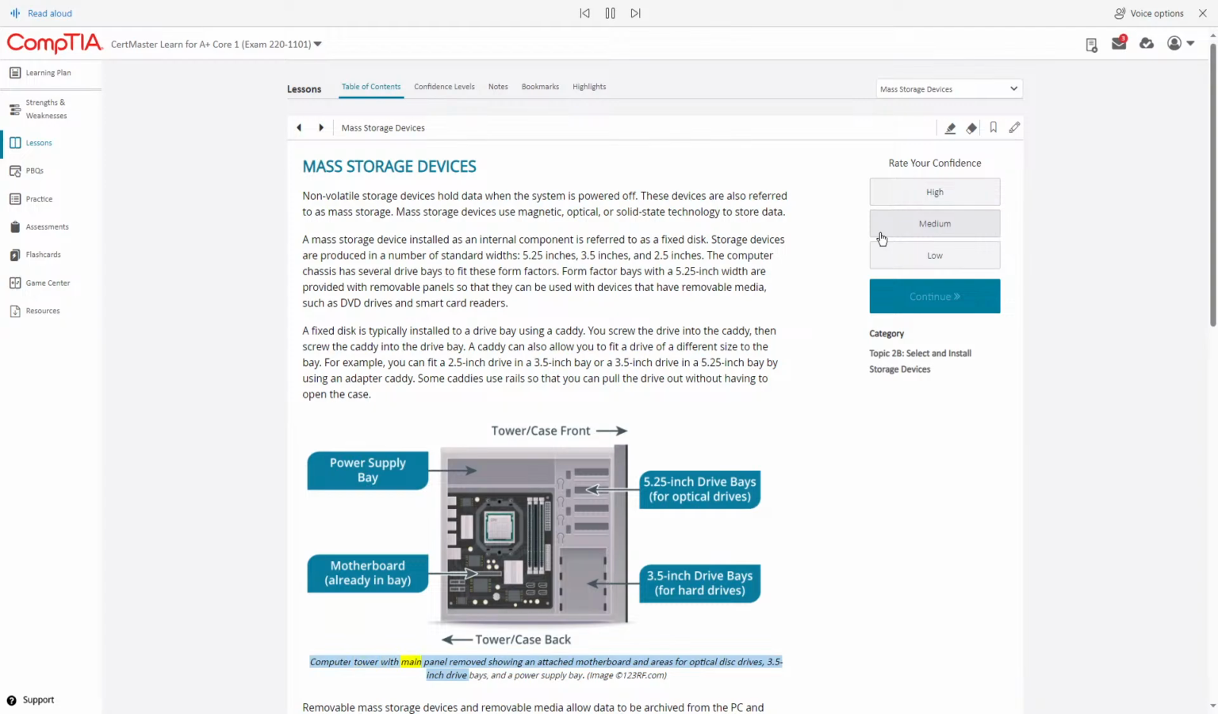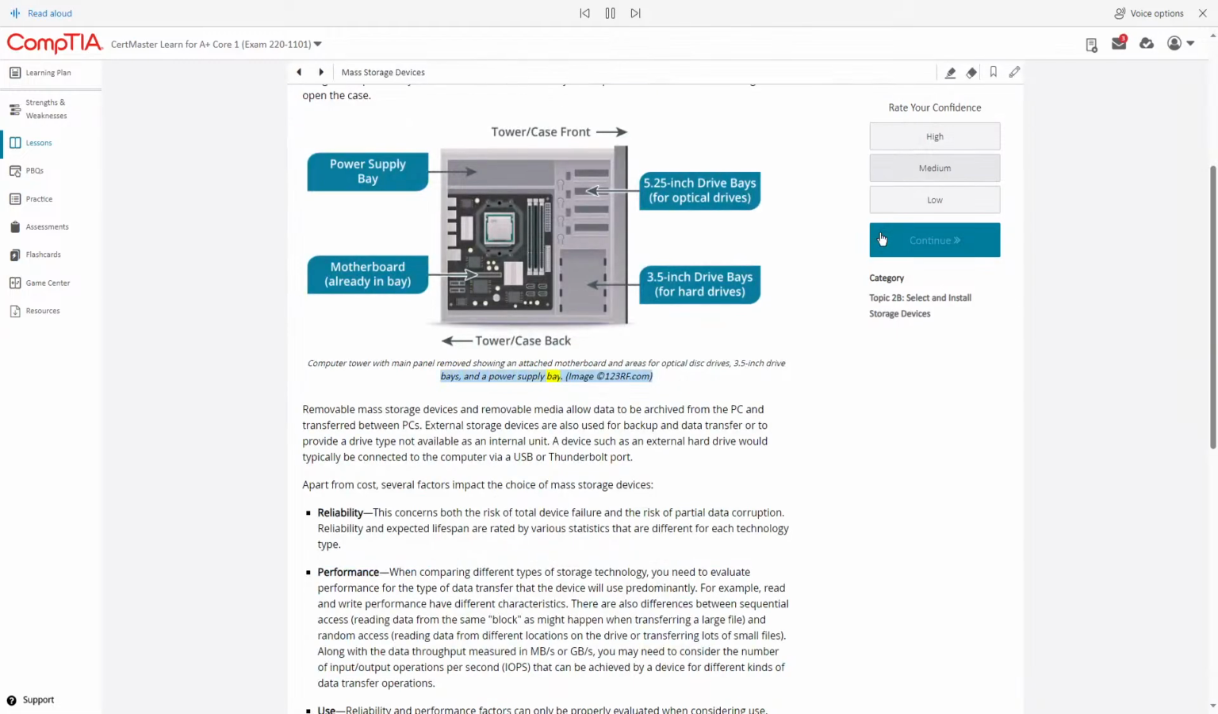Computer tower with main panel removed showing an attached motherboard and areas for optical disk drives, 3.5-inch drive bays, and a power supply bay.